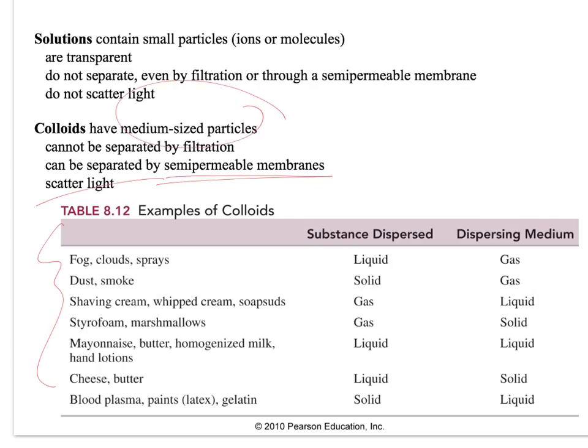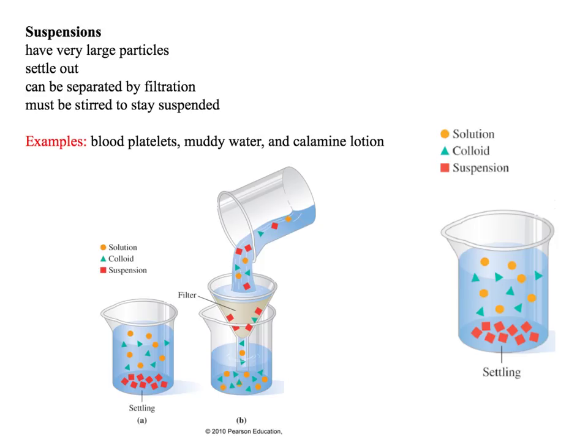And here are some examples of colloids. If you've ever seen fog on a foggy morning, the light scatters as it hits the fog coming through from the sun. Dust or smoke, shaving cream, whipped cream, soap suds, styrofoam, marshmallows, and you can read all my examples there. And again, notice they can be any of the three physical states.